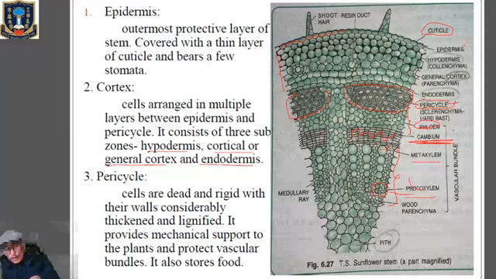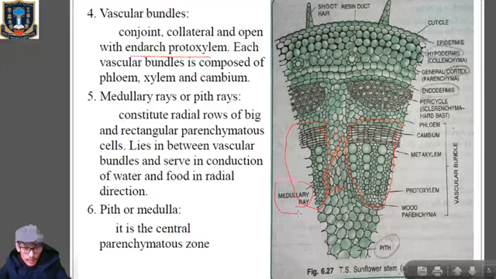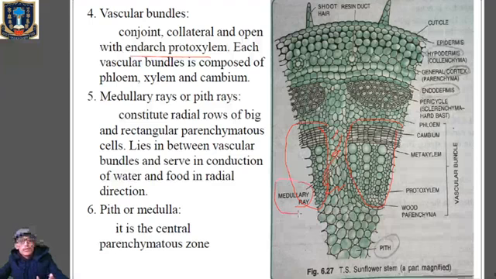Now next one is medullary ray. So we're going to talk about the medullary ray or the pith ray, which constitutes the radial row of big rectangular parenchymal cells, and it is present in between the vascular bundles. Suppose this is the first vascular bundle, and suppose this is the next vascular bundle. In between the two vascular bundles, we will see the presence of medullary ray or the pith ray. Okay, so it lies in between the vascular bundles, and they serve in the conduction of water and food in the radial direction.